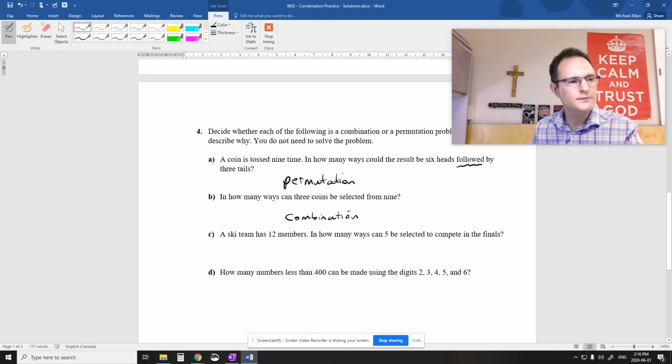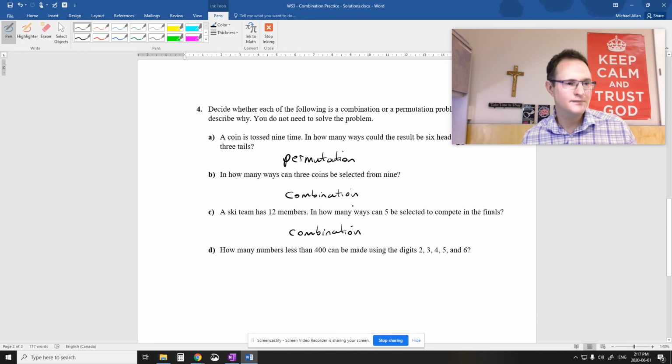A combination. A ski team has 12 members. How many can be selected to compete in the finals? Okay, I would say this is a combination because they're competing. Now, how many ways can they be arranged on the podium at the end? That would be a permutation. Like if there were 5 positions or 5 placements.